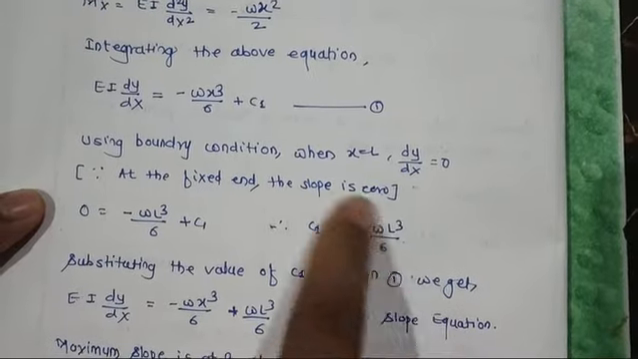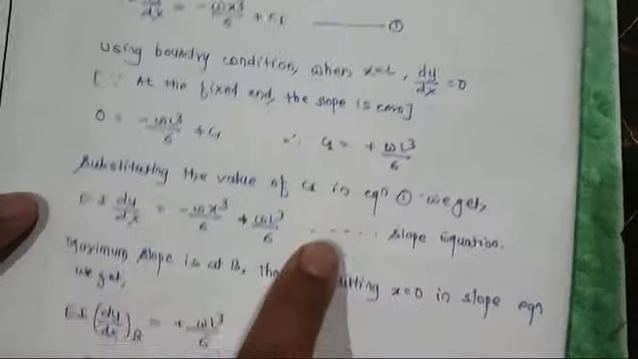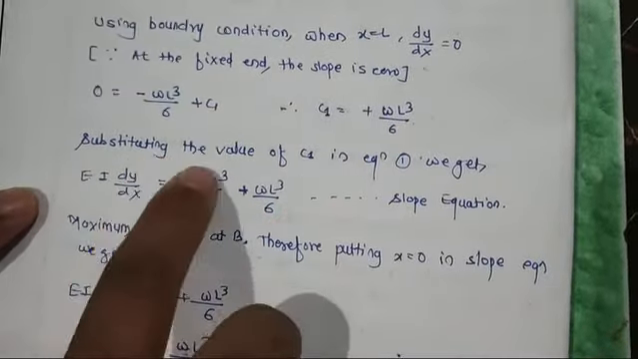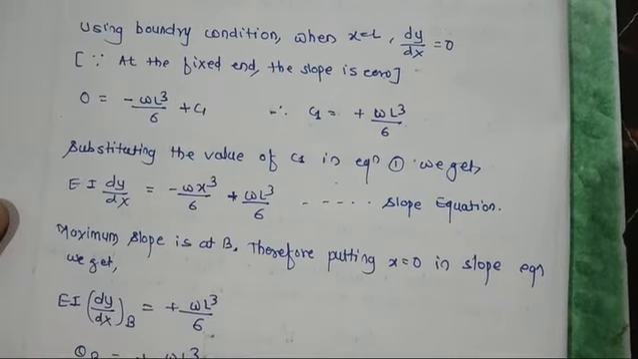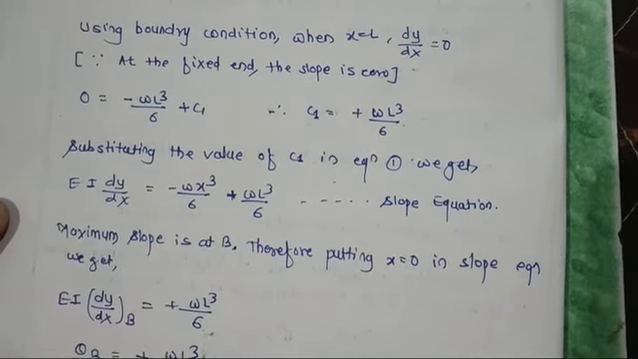Now we are going to put this value in equation number 1. Substituting the value of C1 in equation 1, we get EI dy by dx is equal to minus W into x cubed divided by 6 plus W into L cubed divided by 6. This is the slope equation.